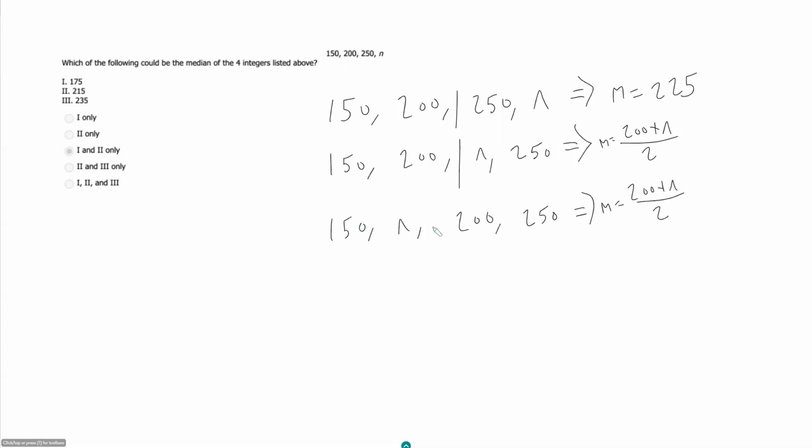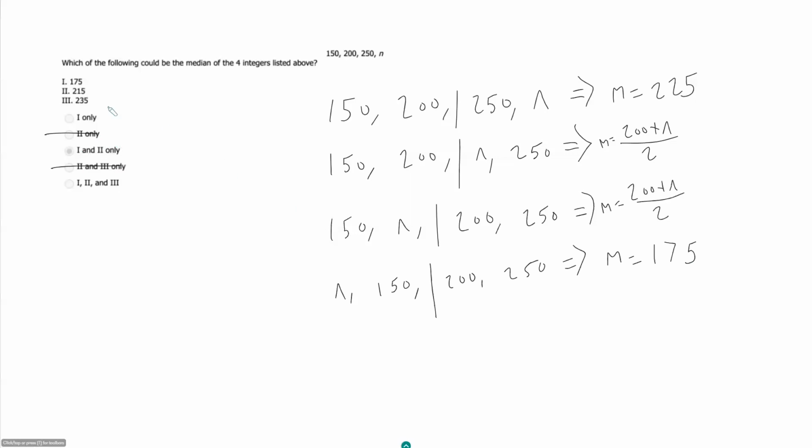Except in this case, n would have to be between 150 and 200. Then we could have n as our smallest number, so it's less than or equal to 150. So in this case, n will be here, and so the median is 175, in between 150 and 200. So 225 doesn't appear in our list. 175 does, so we need a 1 in our answer choice. So B is out and D is out.